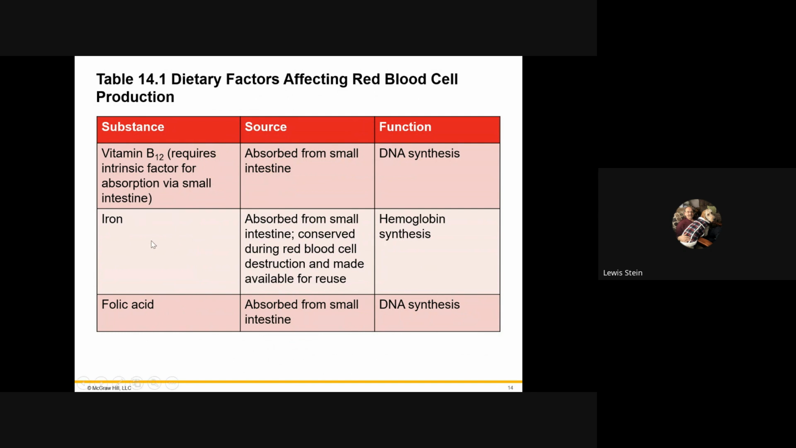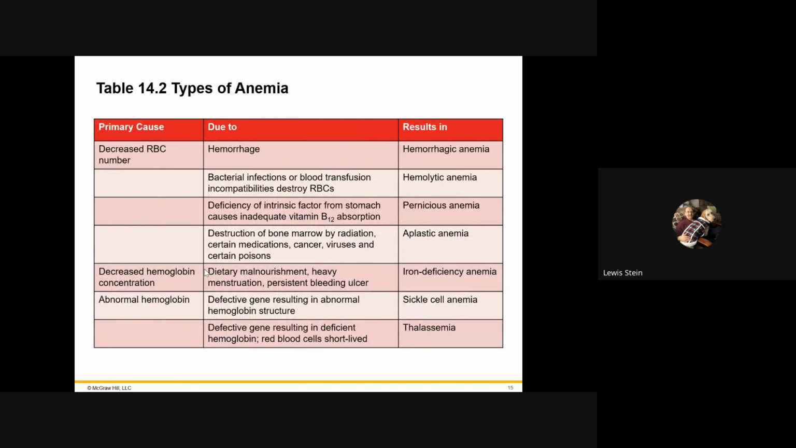We get iron from a lot of different stuff. Some people have difficulty using it. And these are all the anemias. I'm going to skip that for now, but just an idea. You can lose it by bleeding. There are infections, even transfusion incompatibility, something we'll talk about with transfusion.